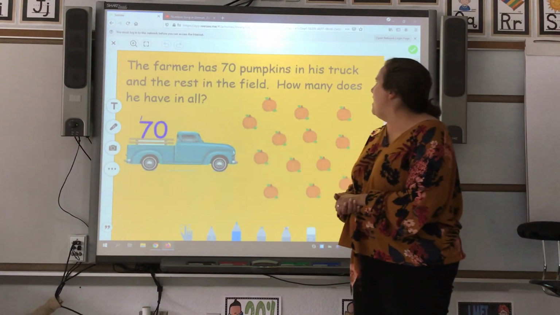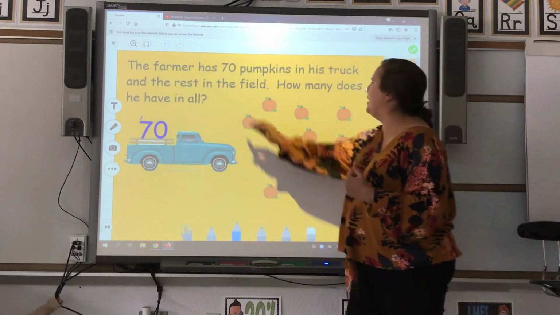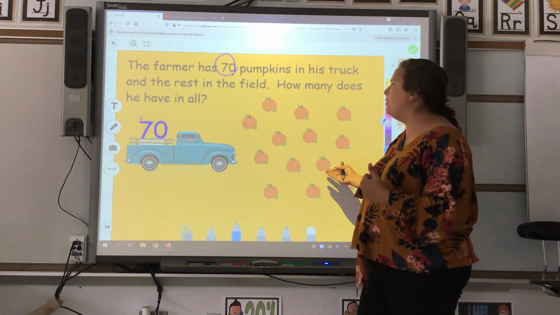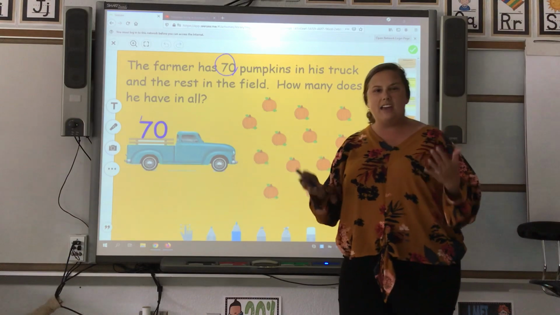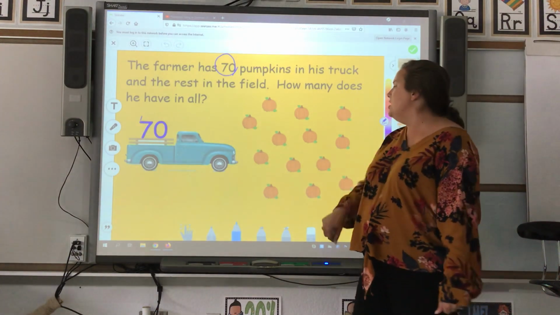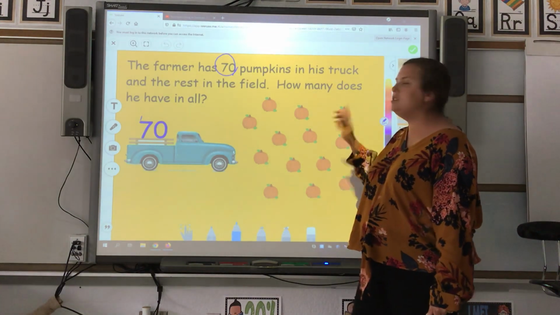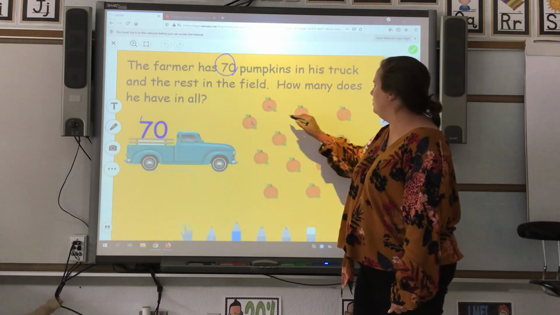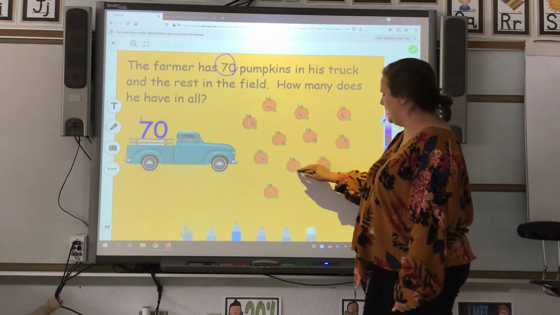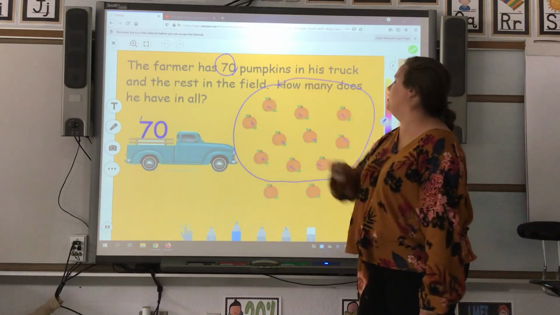The farmer has 70 pumpkins. I wish I had 70 pumpkins. They make my heart happy. In his truck. And the rest are still in the field. How many does he have in all? So this was a strategy we talked about yesterday. So we can count to see if we have enough pumpkins on the field to make a 10. 1, 2, 3, 4, 5, 6, 7, 8, 9, 10. We do, guys. That'll make it easier to help count.